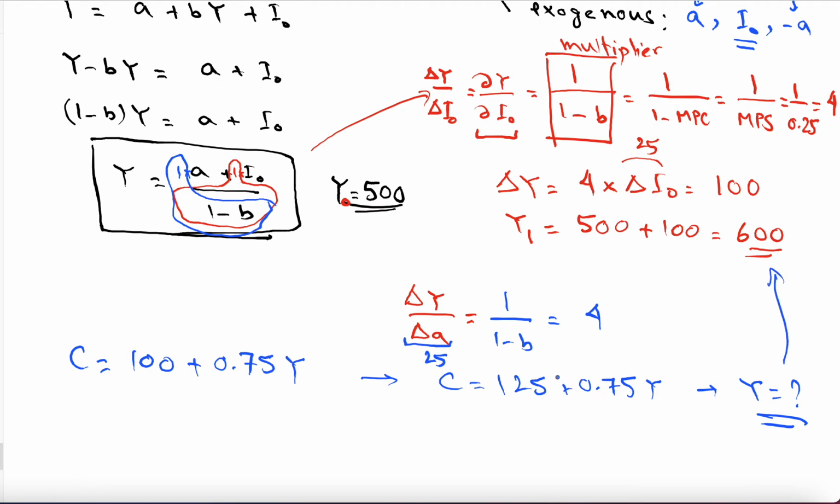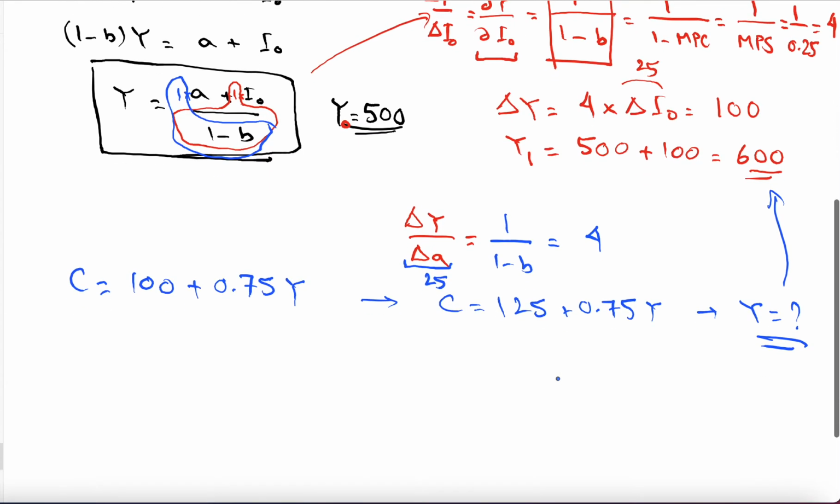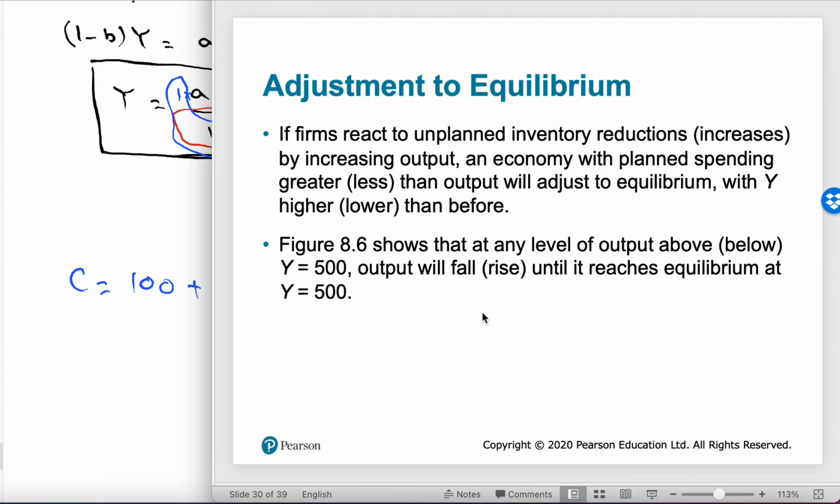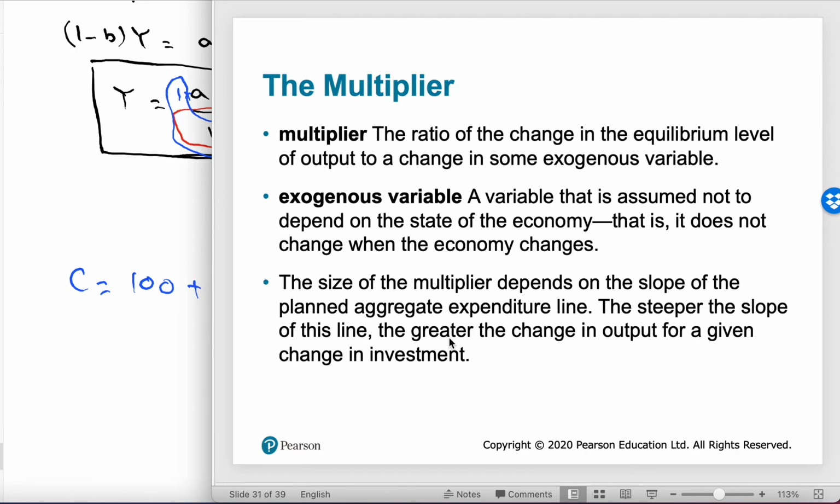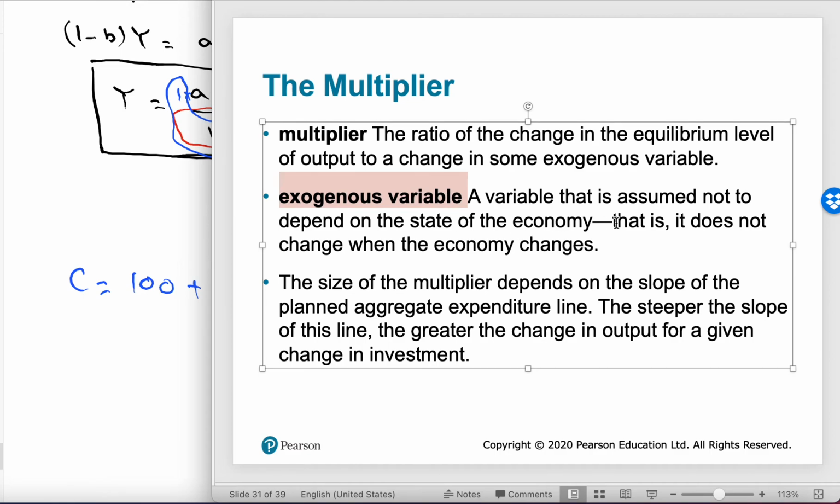We can show these things. I just did it with the equation in a very generic way. We can do it with graphs as well: the intersection of the 45-degree line with the new aggregate expenditure. So these are all explained in this part 4. How does the economy react if the income is not 500? It's going to bounce back to 500 if everything else remains the same. But if one of the exogenous variables changes, then we're going to have a new equilibrium. The equilibrium level is going to vary.